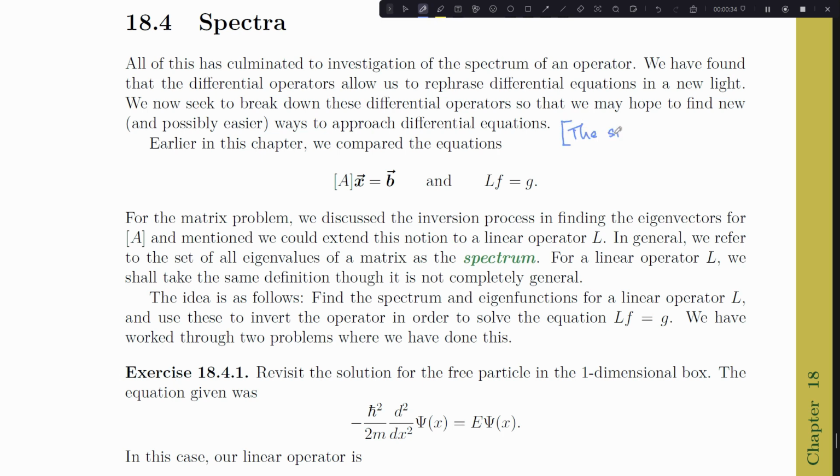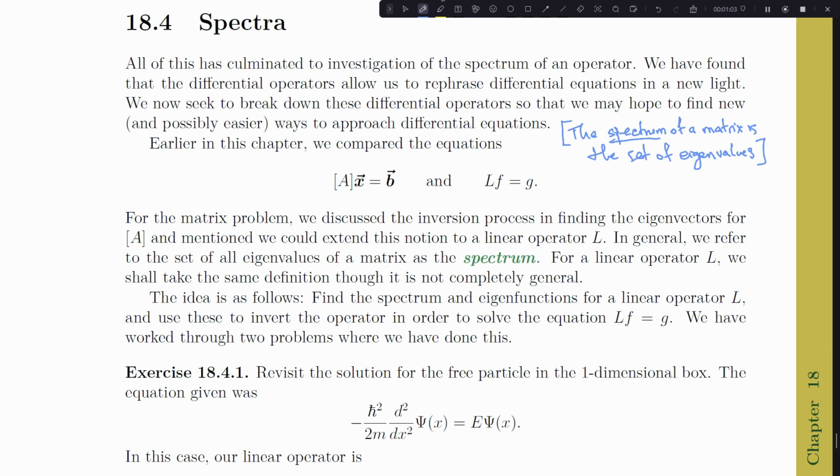The spectrum of a matrix is the set of eigenvalues. So when we're considering a matrix, the only thing we care about are eigenvalues, and then we combine all of them into a set, and we call that set the spectrum.